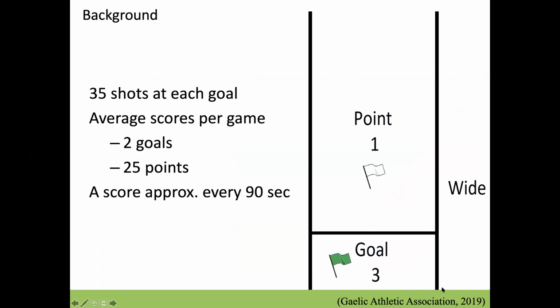On average, there's 35 shots at each goal for each team. And on average, there's maybe 2 goals and 25 points for each team. So it's a highly entertaining game, as there's a score approximately every 90 seconds.